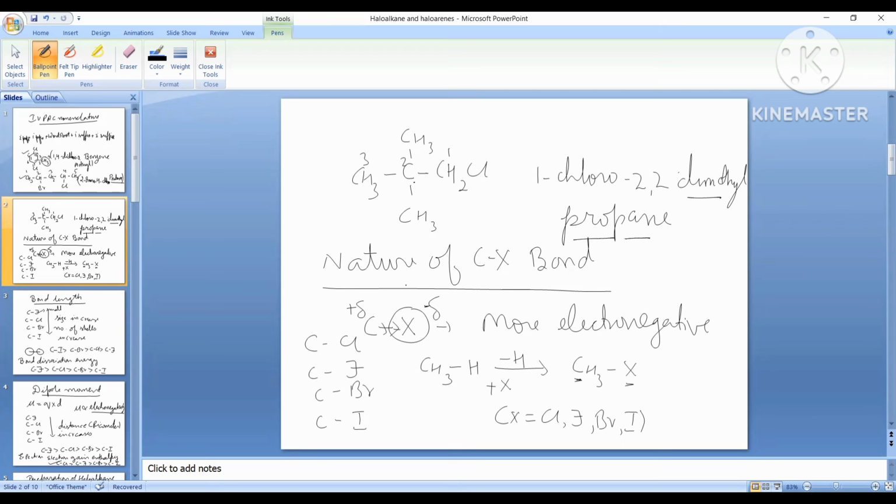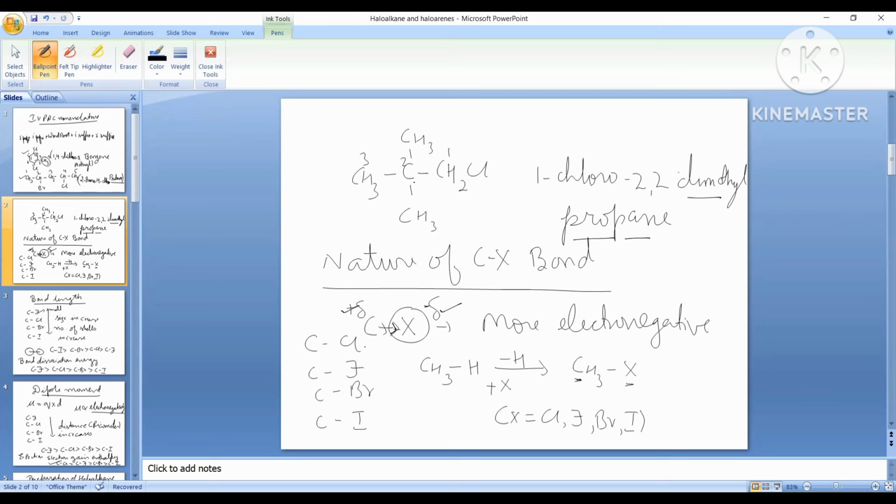Now let me discuss the nature of the C-X bond. We know that the electronegativity of halogen is more than carbon. So it attracts the shared pair of electrons towards itself. So it is more electronegative than carbon, so it contains the partial negative charge, and carbon will contain partial positive charge. Because the bond does not break, that's why it is known as partial.